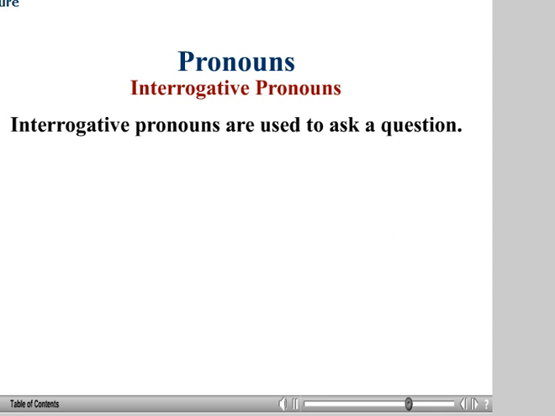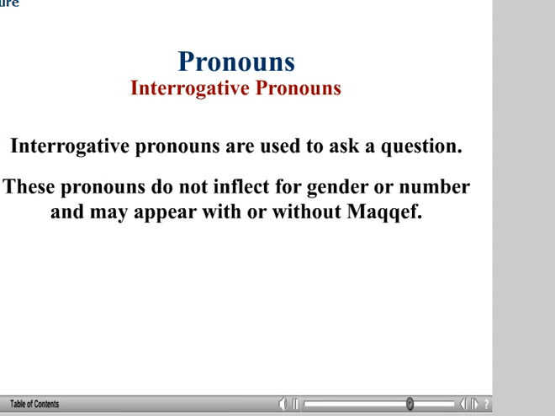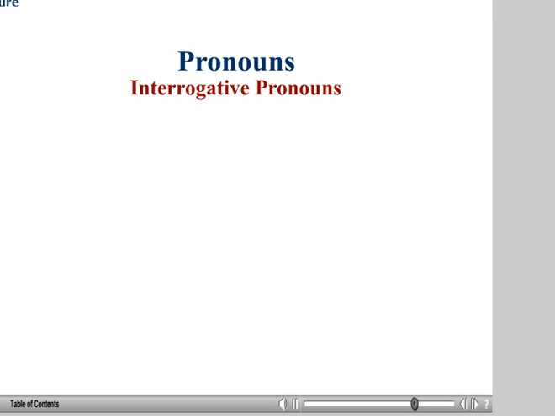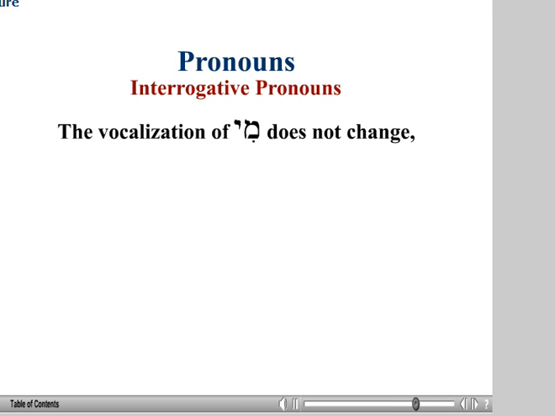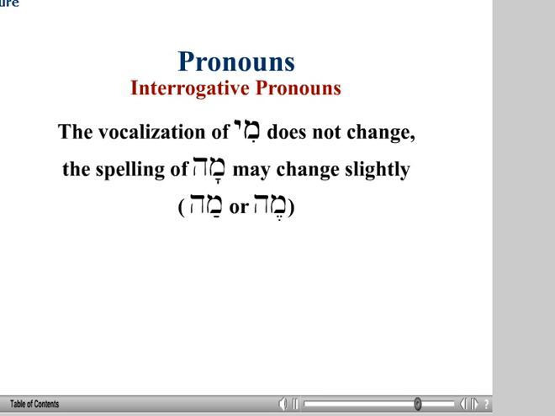In Hebrew, interrogative pronouns are used to ask a question. These two pronouns, mi and mah, do not inflect for gender or number, and they may appear with or without makef. The vocalization of mi does not change. The spelling of mah, however, may change slightly.